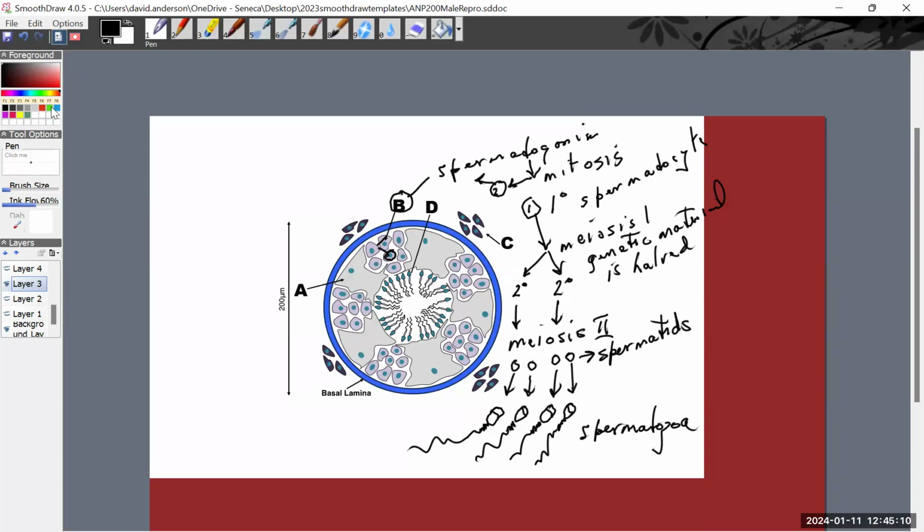So that process that we just described down here, where the spermatids differentiate to spermatozoa, that's the process I mentioned earlier that's called spermiogenesis.